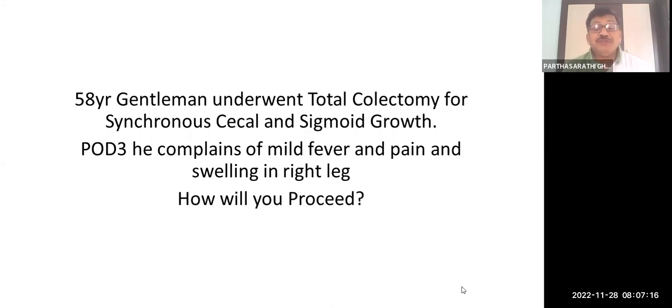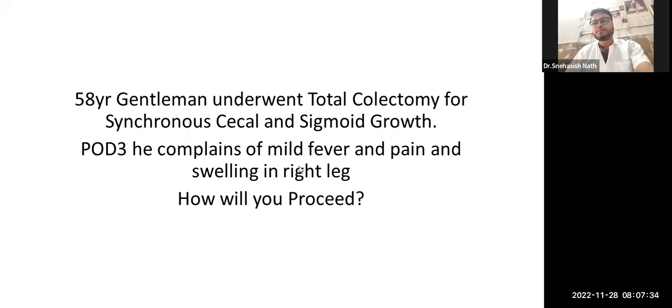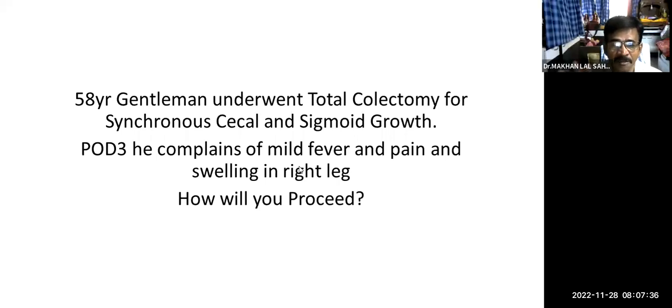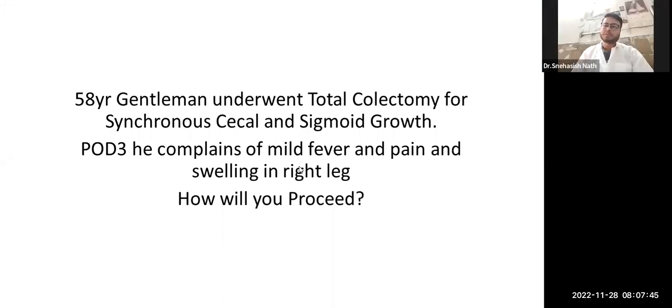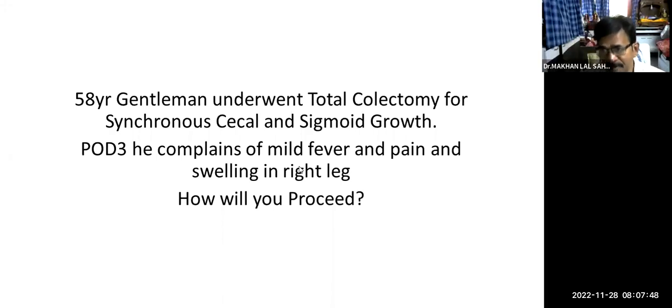Okay. Then what will be your next step? On one hand, you have suspicion of some causes of postoperative fever. And on the other side, you have a suspicion that the patient might be suffering from a deep vein thrombosis. Yes, patient has got a fever, pain, and swelling in the right leg. Your suspicion is right. That is the most common situation in the post-op period. If I confine to the leg part, apart from deep vein thrombosis, what else can be the reason for such leg symptoms?